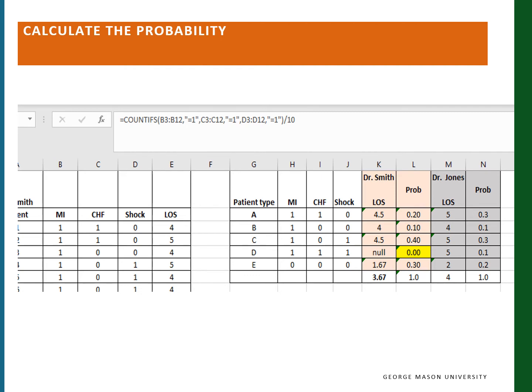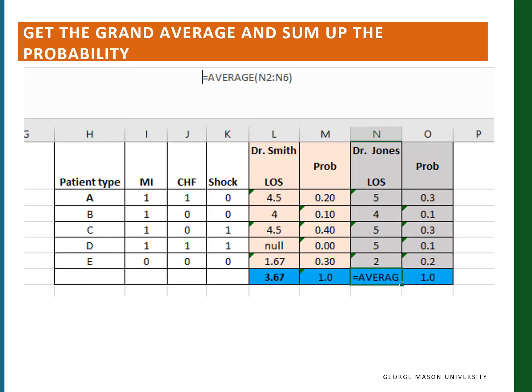That's why it's 0. So the last step is to take the grand average of the length of stay and you sum up the probability.